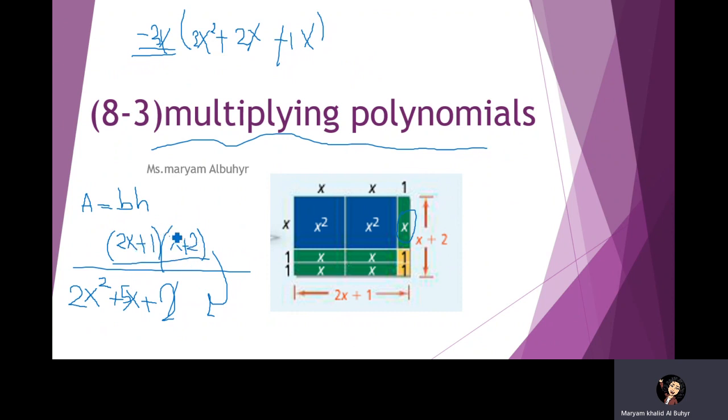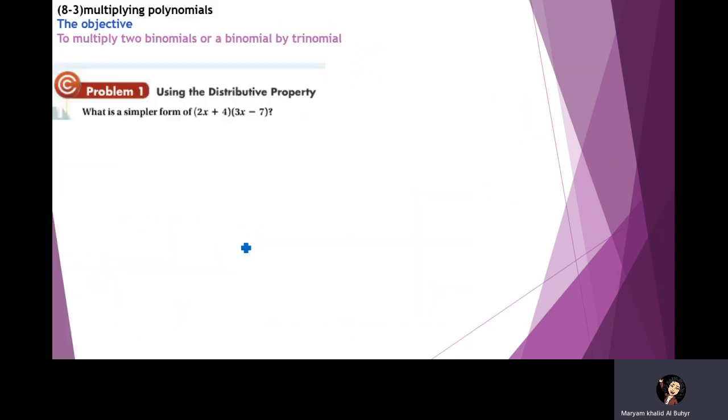Here we have these two polynomials. We are going to multiply them. So instead of having one term like this, which was given in the previous lesson, we will have two terms like this. Let's get started. So our objective is to multiply two binomials. As we said, if we have two terms, we will call it a binomial, or binomial by trinomial. Let's get started. So here, if we have something like this, we have two ways. I will show you this first way. I will show you the second way. Then I will give you the choice to choose the way that you like.